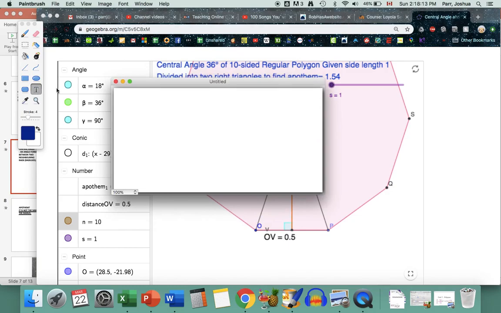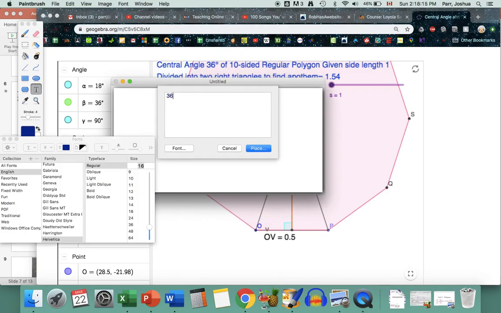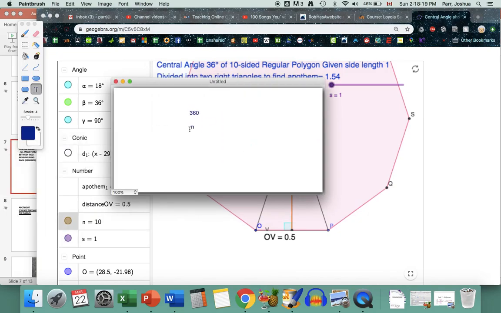divided by the number of sides. Now, there isn't really such a thing as a central angle if you're not dealing with a regular polygon. There are some exceptions to that. But this formula, 360 over n, for central angles only applies to regular polygons.